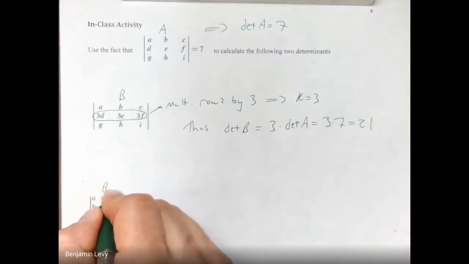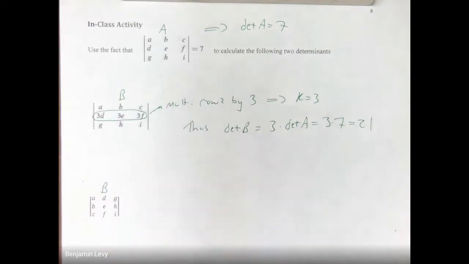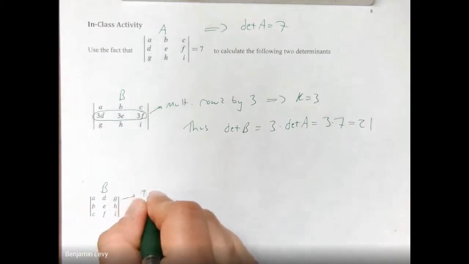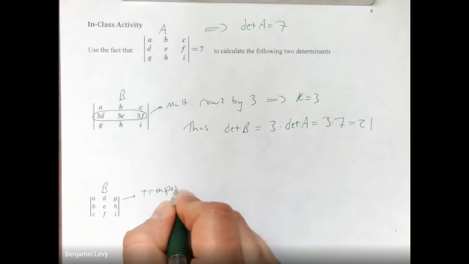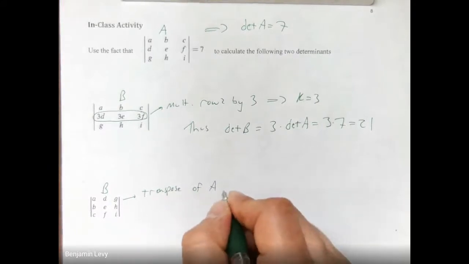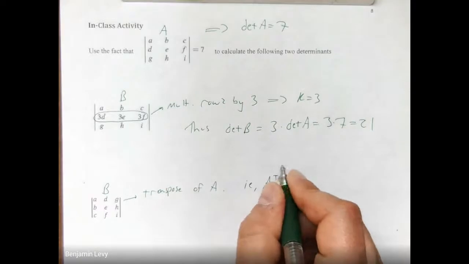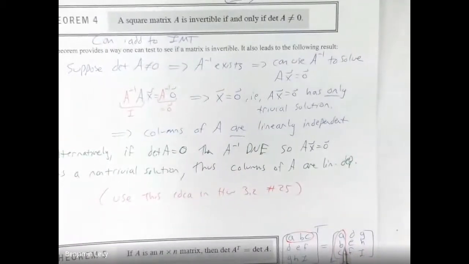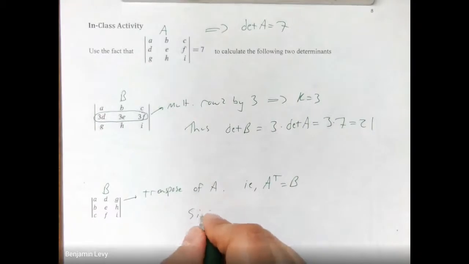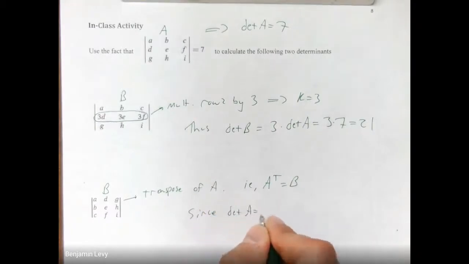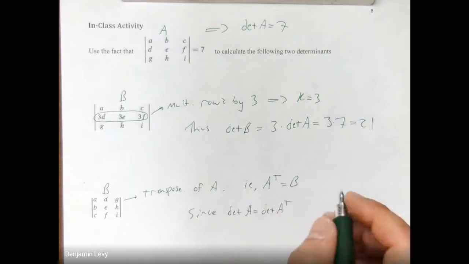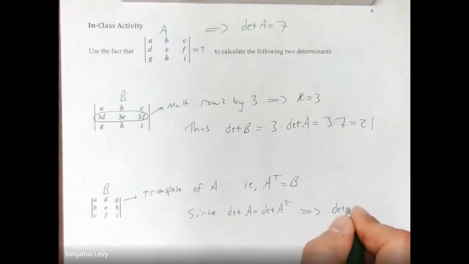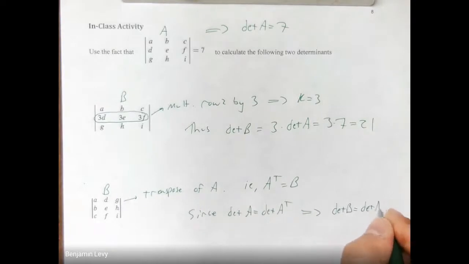This matrix, let's also call this matrix B, is the same as the above matrix, except it's the transpose. In other words, if you did the transpose of the matrix A at the top here, you get B. And what we just saw in the theorem on the last page is that transposes have the same determinant. And so since the determinant of A is the same as its transpose, this means that the determinant of B is the determinant of A, which is 7.